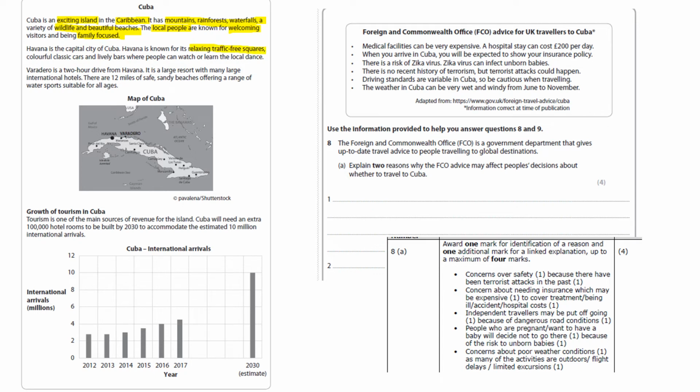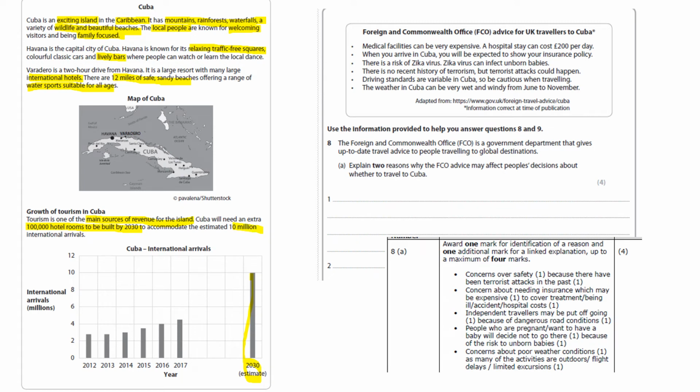Relaxing, traffic-free squares, lively bars. Then it talks about Veranda, or wherever that is, a 2-hour drive, a large resort with many international hotels, 12 miles of sandy beaches, range of water sports for all ages. So I'm actually quite jealous just reading about that. And then it goes on to talk about the growth of tourism. It's one of the main sources of revenue for the island. It needs 100,000 hotel rooms to be built by 2030 for an estimated 10 million. Just look here. Okay, extra arrivals.